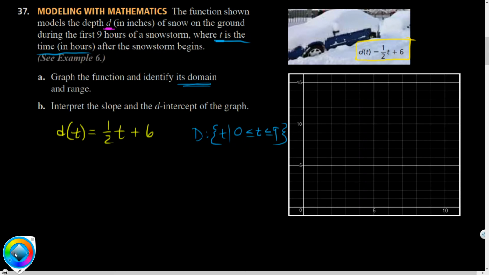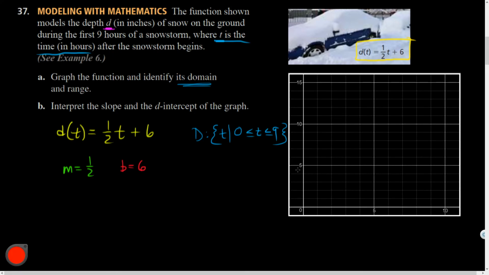So, tell me, friends, what is the y-intercept? I like it. B equals 6. Sometimes my 6s look like B's. That's okay. So M is equal to a half, B is equal to 6.